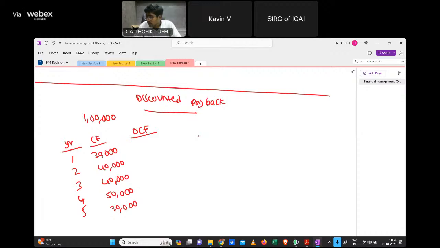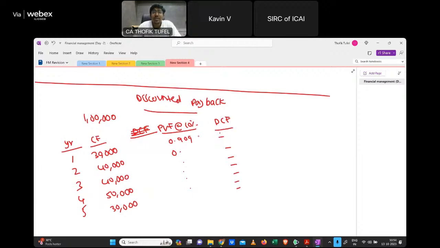So now you have to calculate the discounted cash flow. Only the table will change. Cash flows, present value factor. Suppose the present value factor is 10%. You write the present value factors: 0.909, and so on, all the present value factors. Then you multiply cash flow into present value factors, and you will get discounted cash flows.